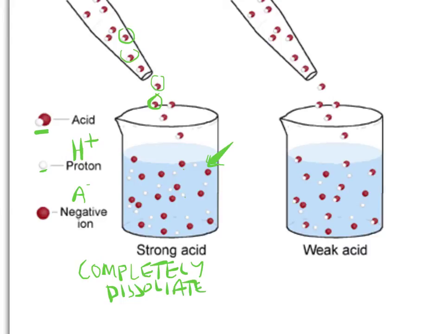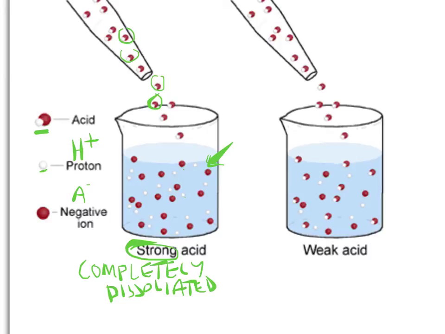So dissociation, if something dissociates, that means break apart. Since it's completely dissociated, that means that all of the molecules, all of these acidic molecules, broke apart into their positive protons and negative anions. Since they all broke apart, they all dissociated, this has to be a strong acid.